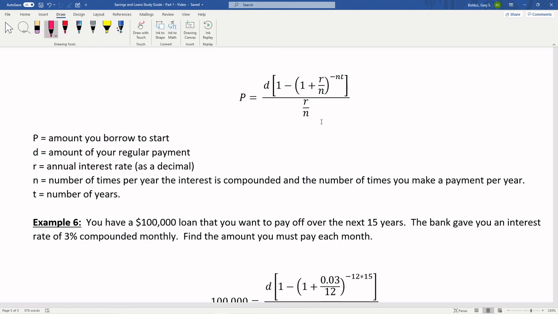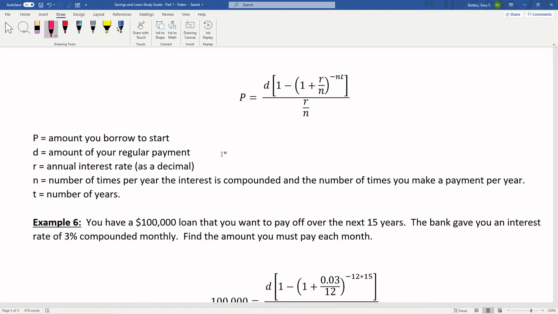So what are the most common things? You're looking for either P, how much can you take out of a loan if you can pay this D every month, with this interest rate, this time, and this N. Or you could also do something like, I need to take out P dollars. How much do I have to pay each month to pay this off in 10 years, 15 years, whatever you want? So those are the two most common ways to solve a problem with this.